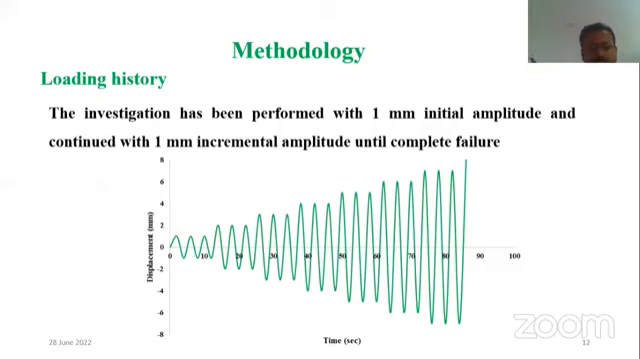Now the loading history you can see here in this figure. The investigation has been performed with 1 mm initial amplitude and 1 mm increment amplitude till the failure. You can see the constant loops. That means first we applied 1 mm, 3 loops, that is tension and compression. This is the cyclic load. So 1 mm displacement is applied with 3 loops. Next, 2 mm displacement is applied for 3 loops. Next 3 mm, 4 mm. In this way, we have increased the displacement till the complete failure of the specimen.